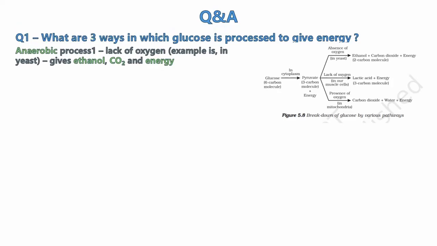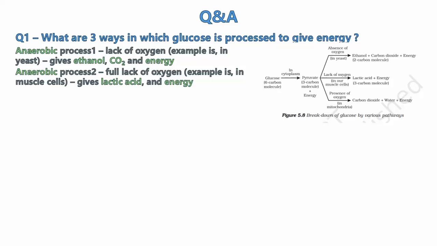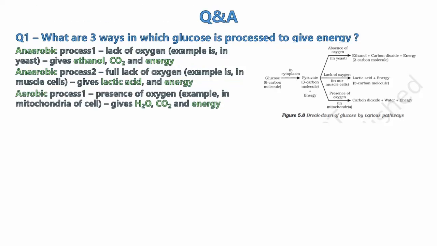So first method is anaerobic process 1, where there is lack of oxygen. For example, in case of yeast, it gives ethanol, carbon dioxide and energy. Second method is anaerobic process number 2. Okay, here the lack of oxygen is complete. For example, in our muscle cells, it gives lactic acid and energy. And third process is aerobic process. Okay, in presence of oxygen.